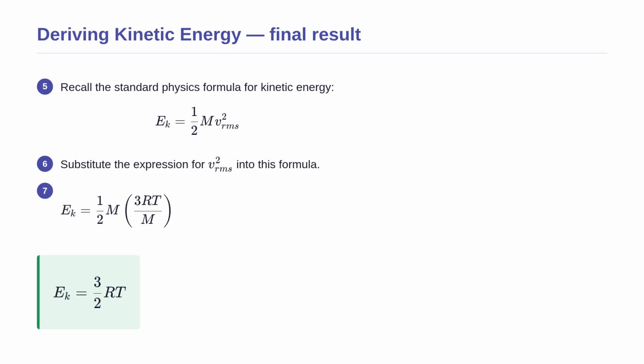Continuing our derivation, we now recall the standard classical physics formula for kinetic energy, which is 1/2 mass times velocity squared. Our goal is to substitute the expression for squared velocity that we just found into this kinetic energy formula. When we plug it in, something beautiful happens. The mass terms in the numerator and denominator cancel out completely. We are left with a beautifully simple result. This gives the final result that the kinetic energy of 1 mole of gas is exactly 3/2 R times T.